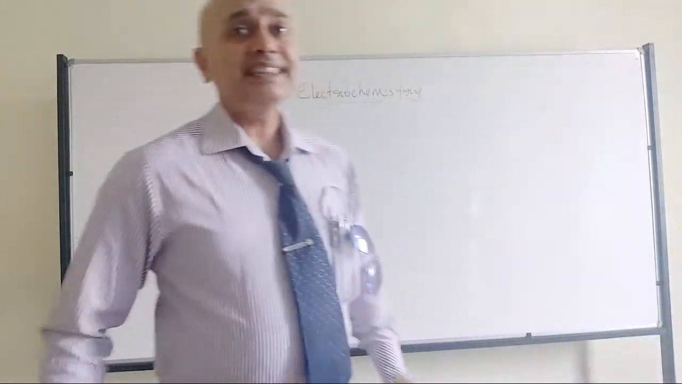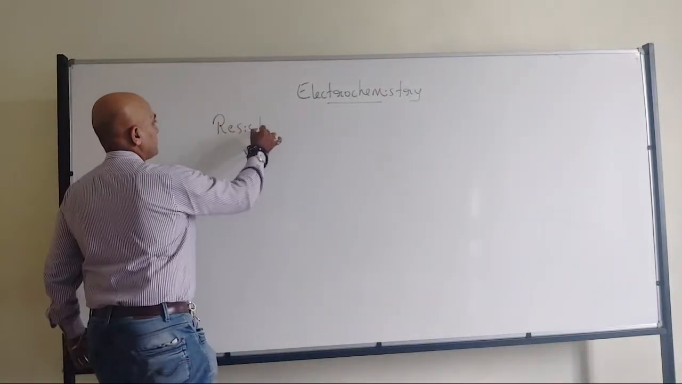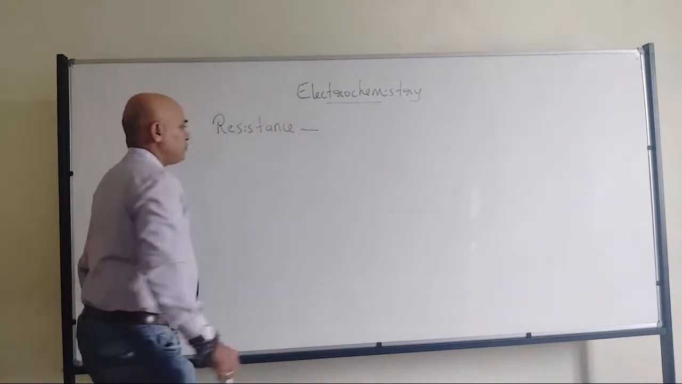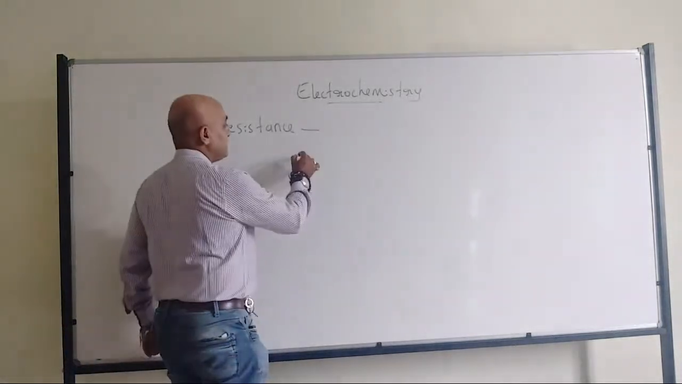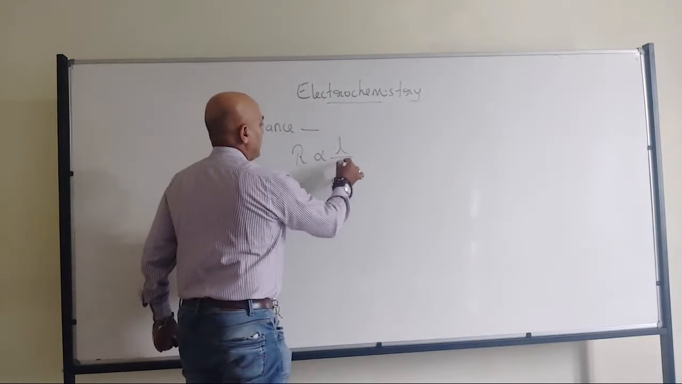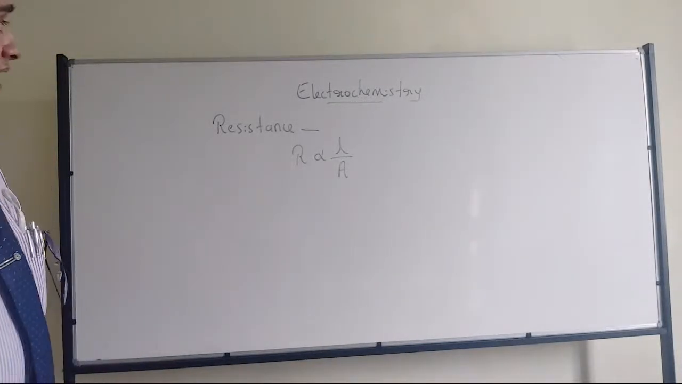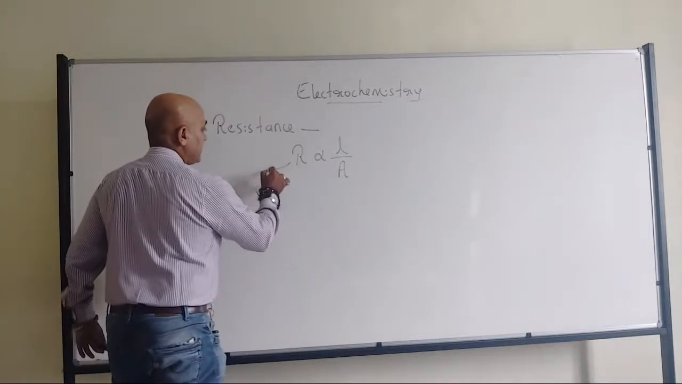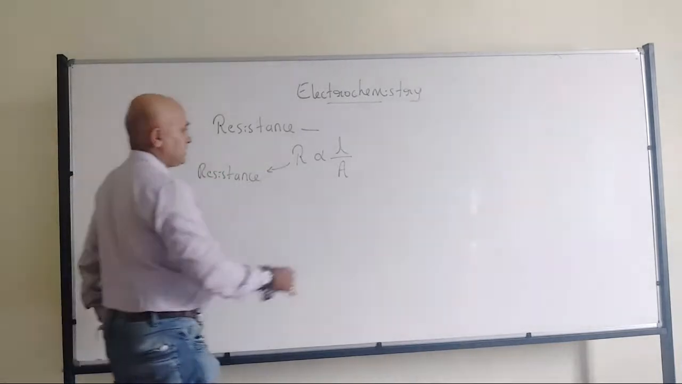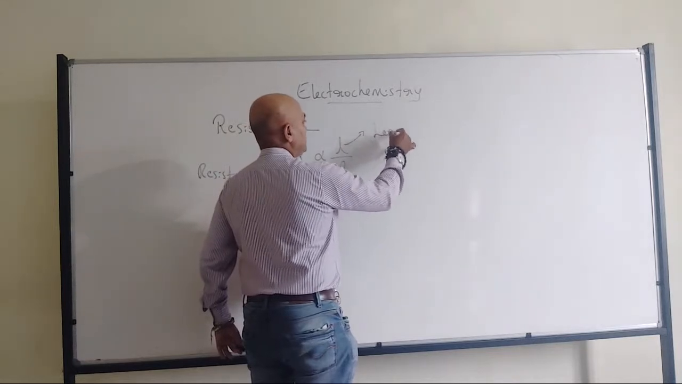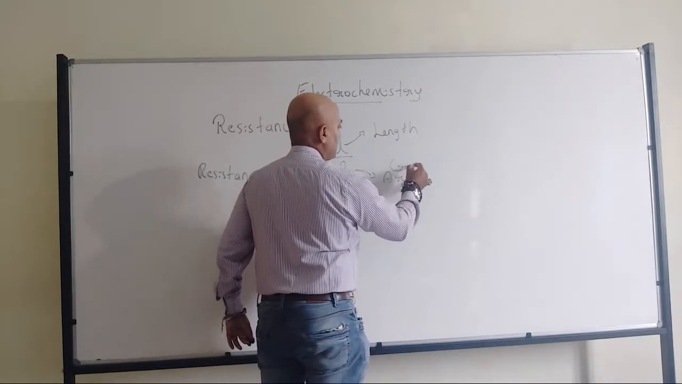Now we will go to the next one. Next one is related to resistance. Now we have an equation where resistance is proportional to L by A. What is R here? R here is resistance. Then what is L? L is nothing but length. What is A? A is area, or we can say cross-sectional area.